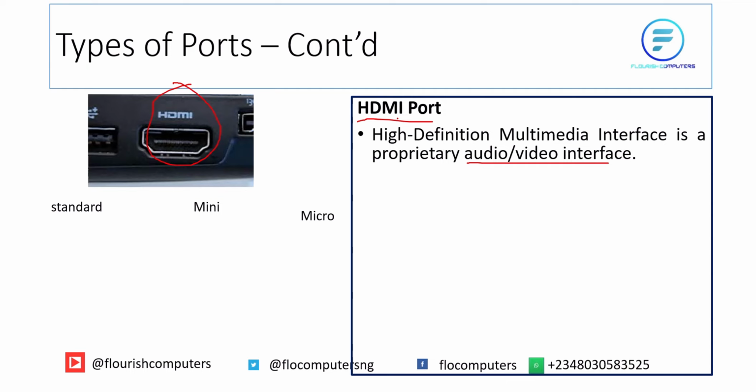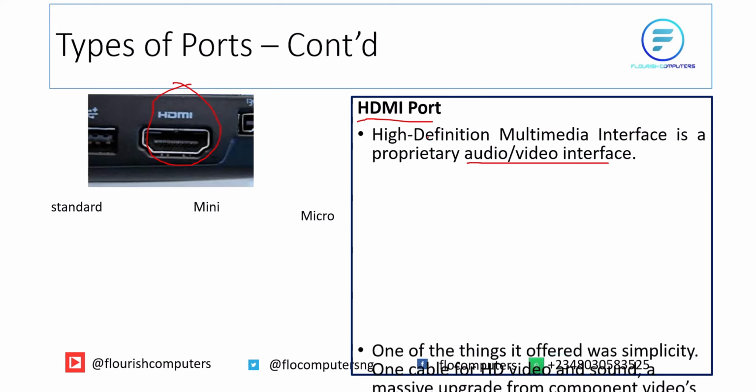But the minimum you are going to have there is 1080 pixels, which is going to give you a higher resolution, clearer picture, and clearer audio than what you are going to have if you use the VGA port. So that's what the HDMI port has come to offer us.